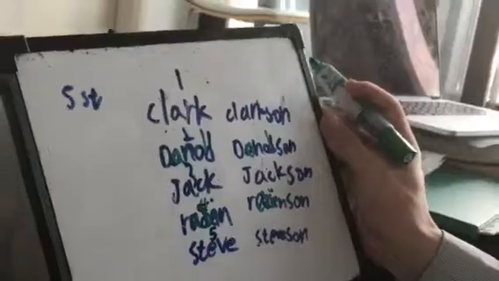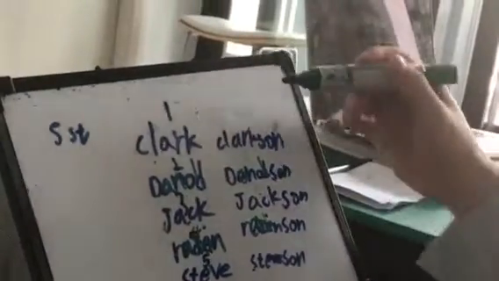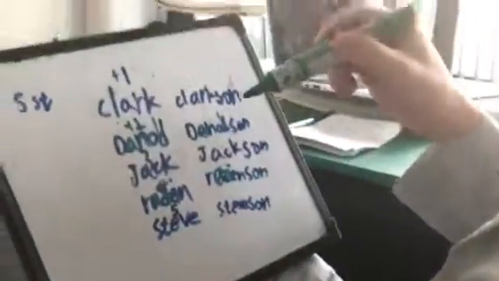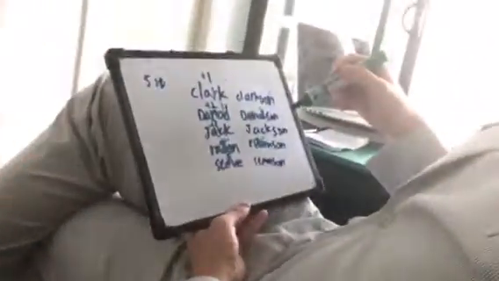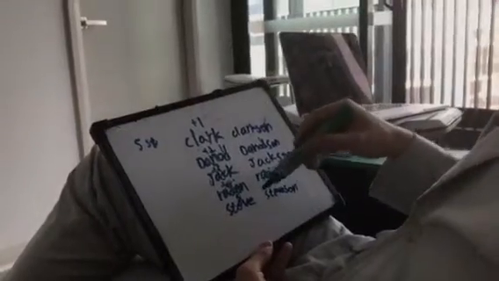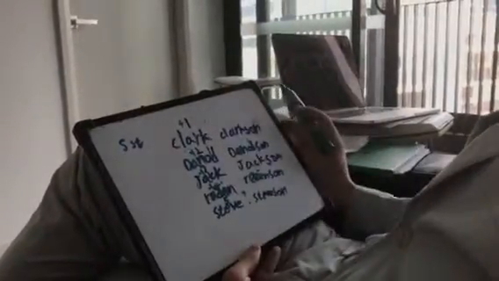And then we're told Clark is 1 year older than Clarkson. Donald is 2 years older than Donaldson. Jack is 3 years older than Jackson. Robin is 4 years older than Robinson. And the question is, who's older, Steve or Stevenson? And by how much?